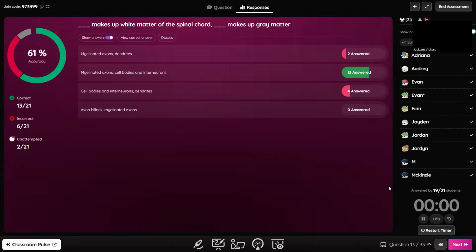Okay, so white matter is myelinated axons, and then cell bodies and interneurons are in your gray matter.